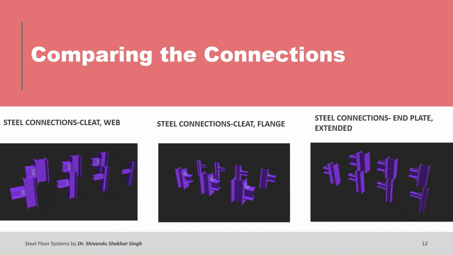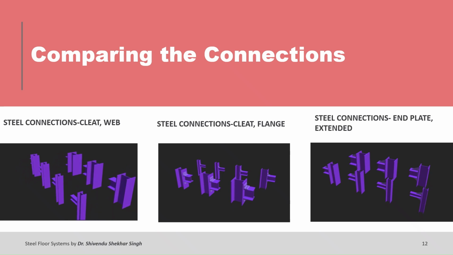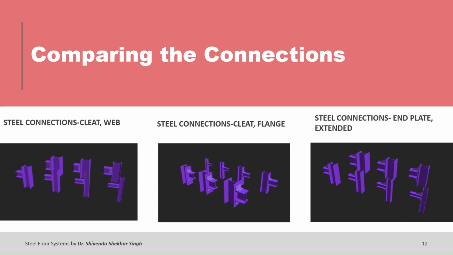Cleat web connection type involves attaching a cleat, typically an angle section, to the web of the beam. Unlike cleat web connections, cleat flange connections involve attaching the cleat to the flange of the beam. These are particularly effective in providing lateral stability and can better support vertical forces compared to cleat web connections. The extended end plate connection type is characterized by the use of a plate that extends beyond the end of the beam, often bolted to the adjacent column, typically used in high seismic zones.